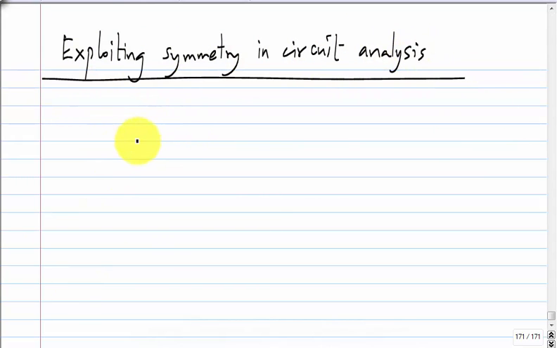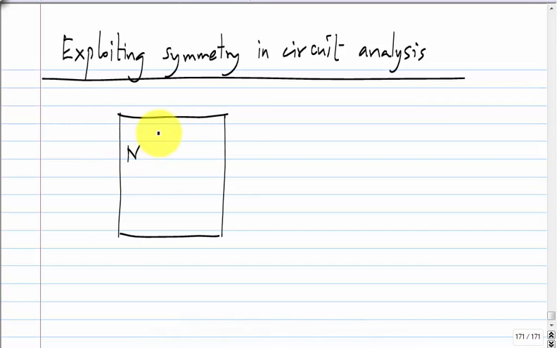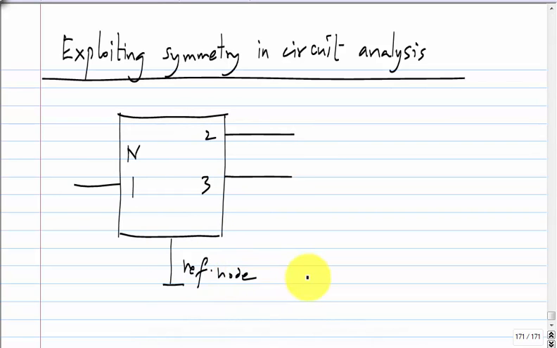Sometimes you have symmetric circuits, that is, the same circuit that is copied over and connected in some way. Let me take a network N, and it can have anything inside, and it has a number of terminals. I show, let us say, 1, 2, 3, then maybe it is even connected to ground, meaning the reference node of the circuit, whatever you pick that to be.